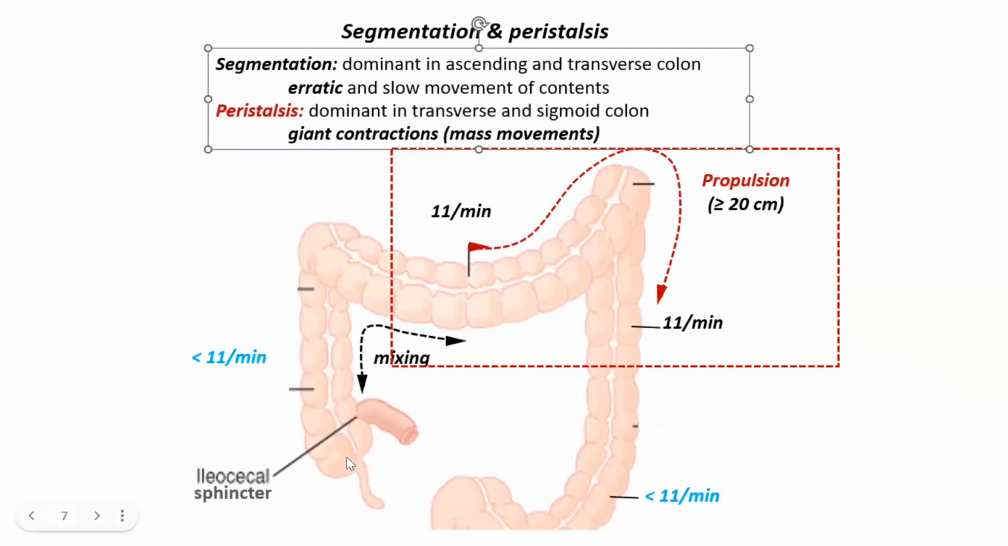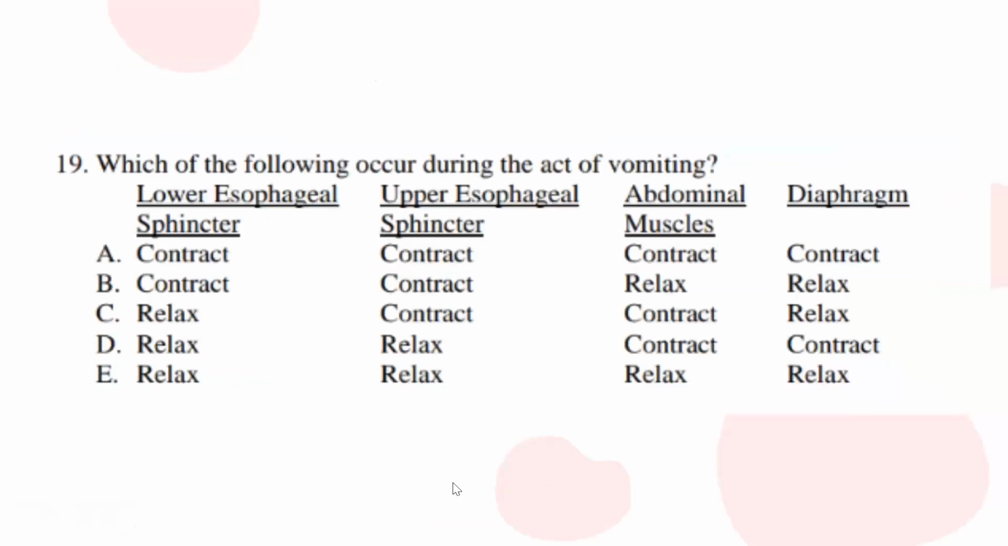So there's two kinds of movements that occur in the colon. We have the proximal colon and then we have the distal colon.